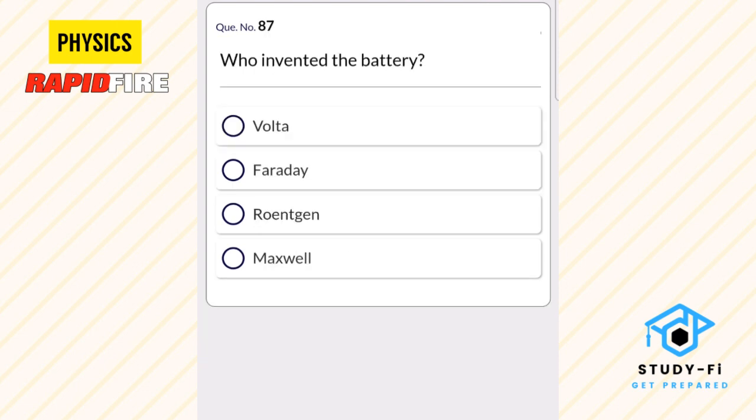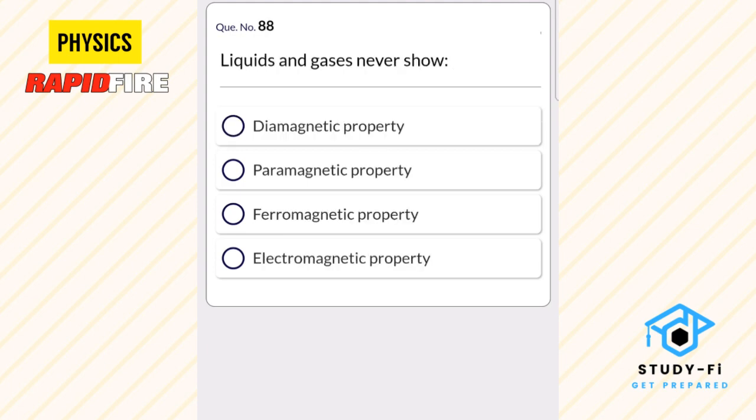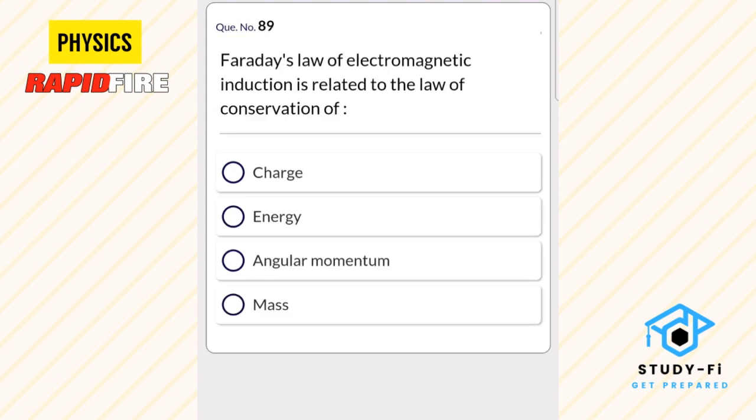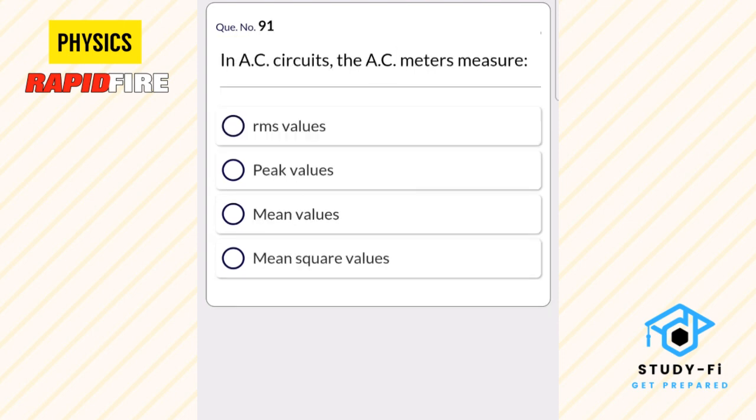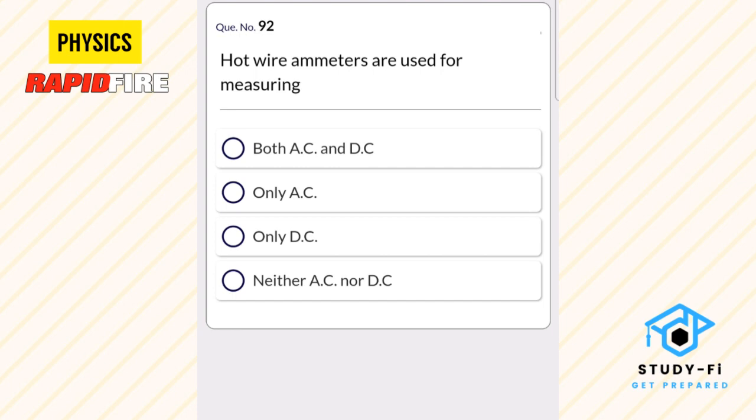Who invented the battery? Volta. Liquids and gases never show ferromagnetic property. Faraday's law of electromagnetic induction is related to the law of conservation of energy. The minimum and maximum values of power factor in an AC circuit are 0 and 1. In AC circuits, the AC meters measure RMS values. Hot wire ammeters are used for measuring only AC.